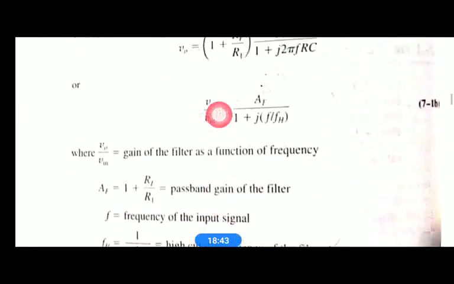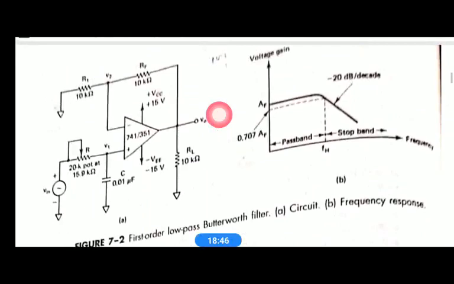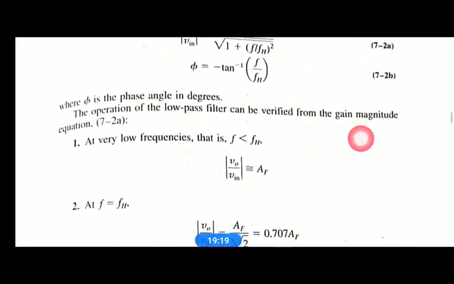That is clearly shown in this graph here. When f is less than fh, the gain is Af. When you make f equal to fh, then our gain is 0.707 Af. When you make f greater than fh, our gain is reducing to less than Af, which is clearly shown by the frequency response here.